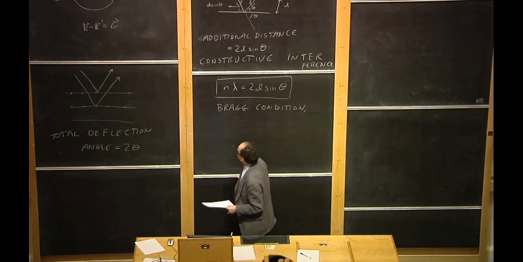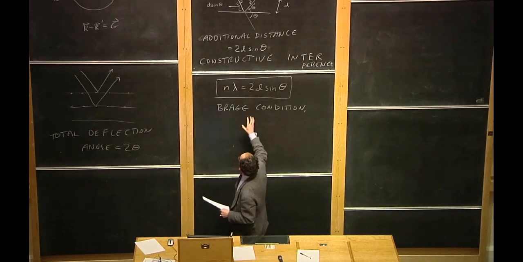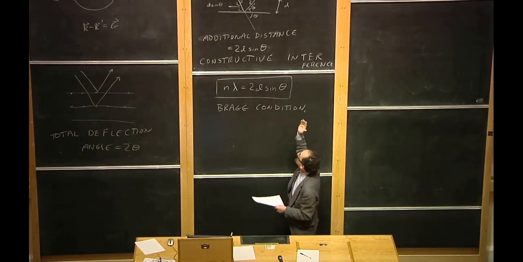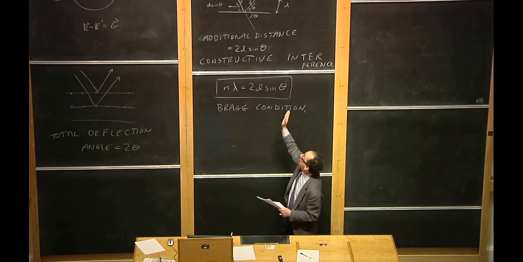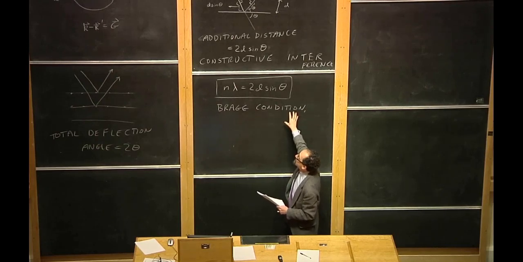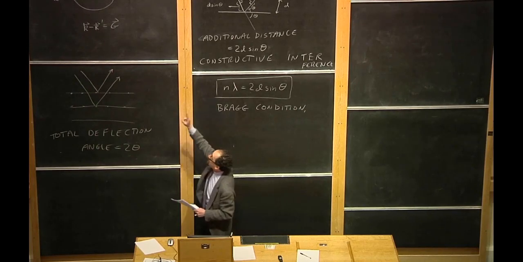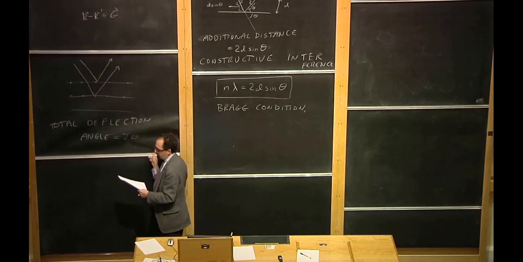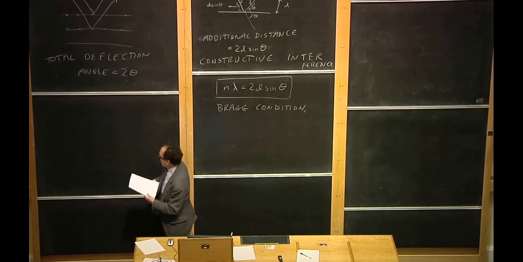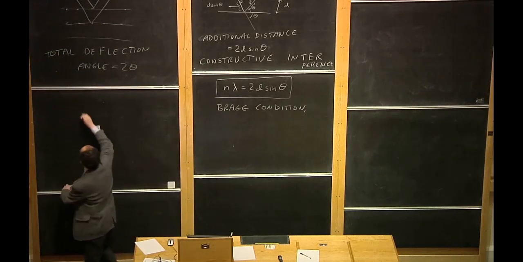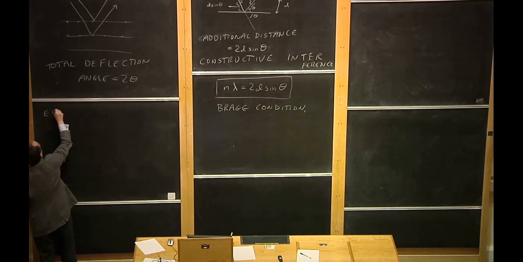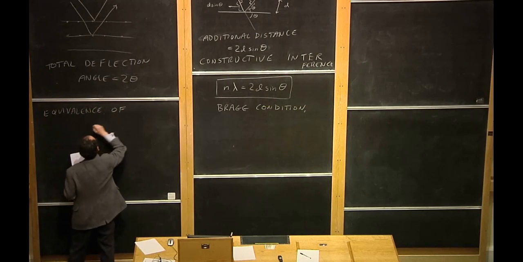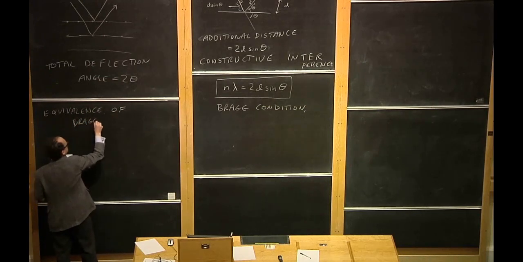All right, so now what I claimed to you was that this Bragg condition is actually for getting constructive interference. You only get constructive interference coming off at certain angles from your crystal. That condition is actually the same condition as this Laue condition over here, which is the conservation of crystal momentum. So let's see if we can prove that. Let me write this down because this is an important proof. Equivalence of Bragg and Laue.